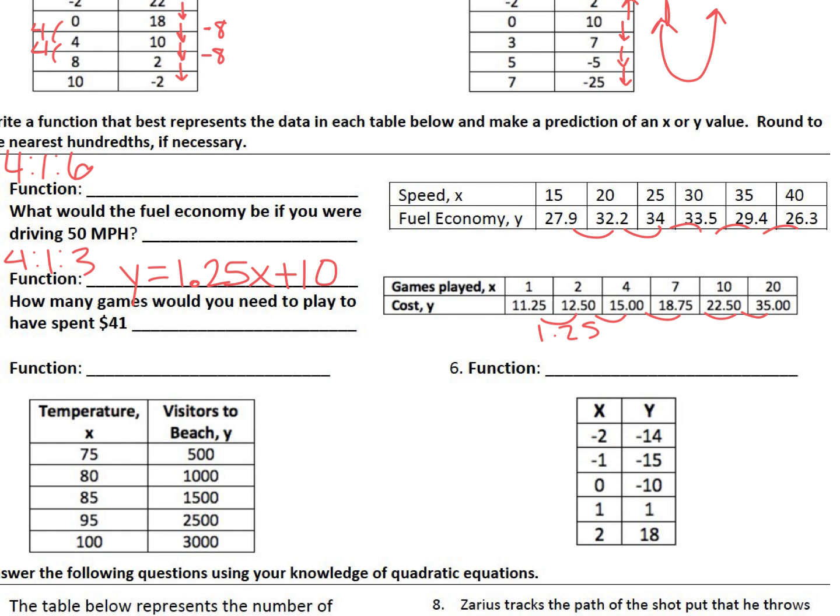So this is where I think using Desmos is a whole lot easier. If we're going to type 1.25x plus 10 into Desmos, and then it says $41, $41 would be here, right? So that's going to be your y. So we need to type in y equals 41, and we're going to look for where it crosses. So this would be 24 games. So you also have to think about that context.